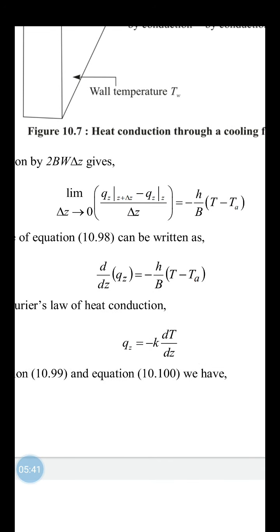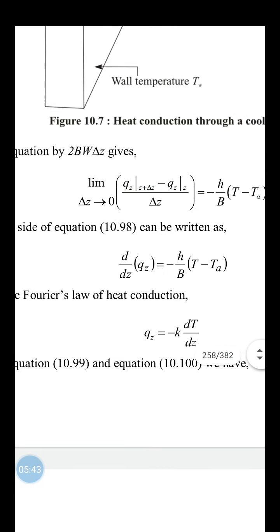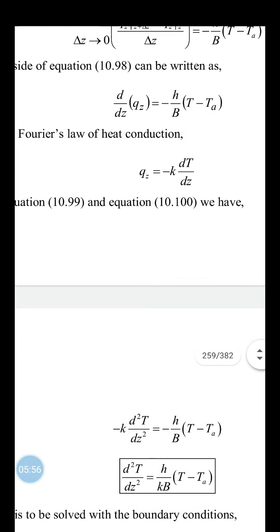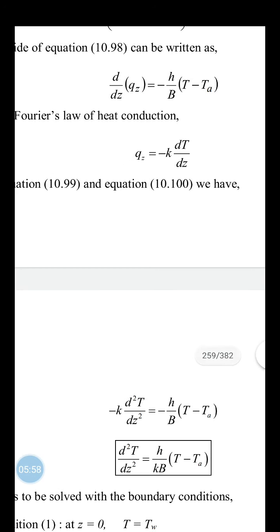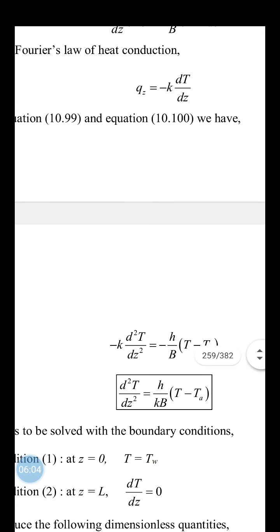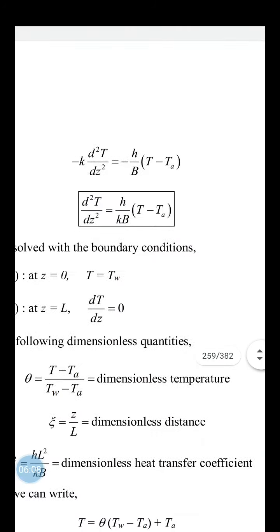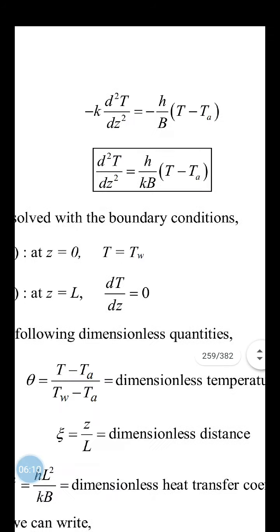Now you can write Fourier's law of heat conduction: qz is equal to minus k into dT by dz. Can you put this in the above equation? Yes. The equation becomes minus k d square T by dz square is equal to minus h by b into (T minus Ta). So d square T by dz square is equal to h by kb into (T minus Ta).